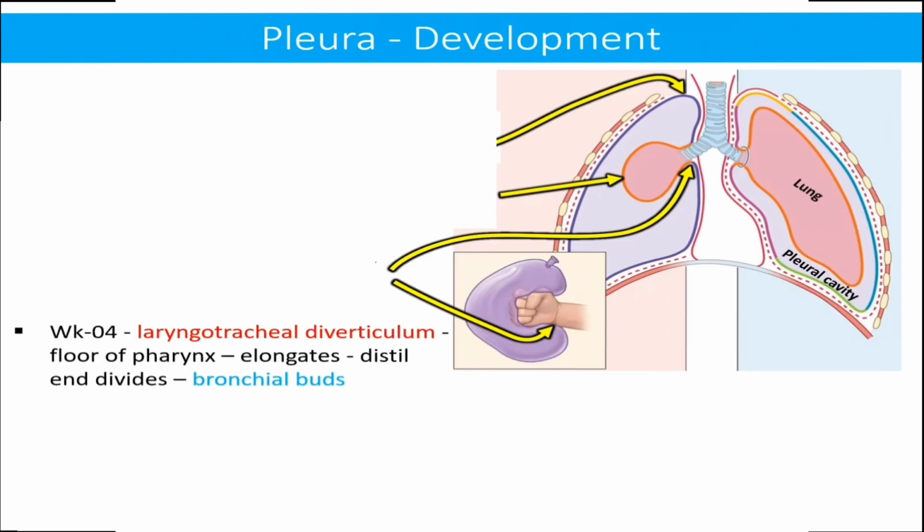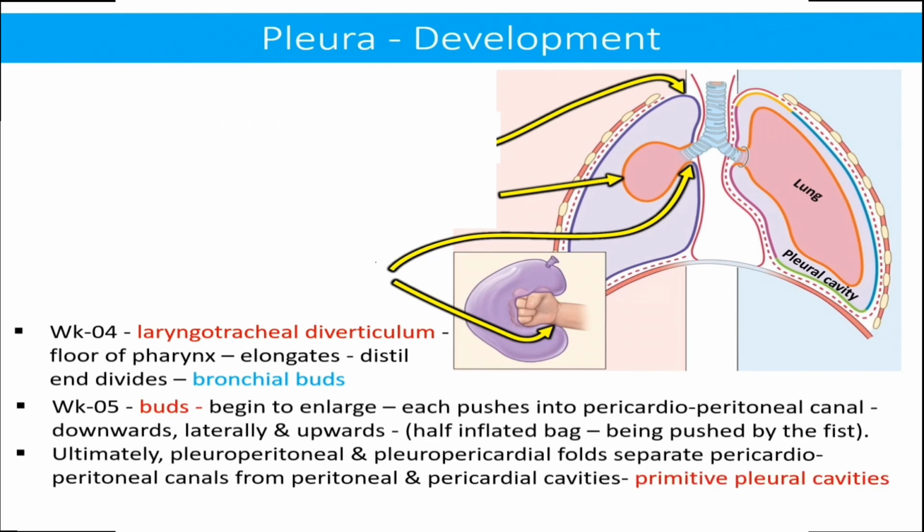First, the development of pleura. During week 4, a laryngotracheal diverticulum appears in the floor of the pharynx. It elongates and its distal end divides into two, named as bronchial buds. During week 5, these buds begin to enlarge and each pushes into the pericardio-peritoneal canal downwards, laterally, and upward, like a half-inflated bag being pushed by the fist.